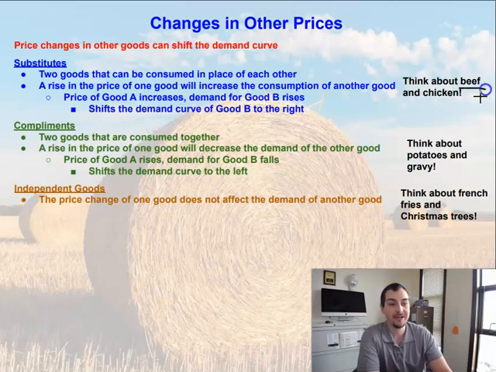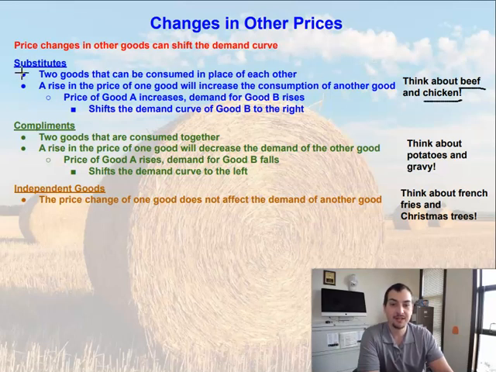So what happens as the price of beef goes up? Well, we see that people actually consume more chicken. What happens if the price of chicken goes up? We actually see people consume more beef. Because as the price of beef goes up relative to chicken, chicken is now cheaper. People will consume more chicken.